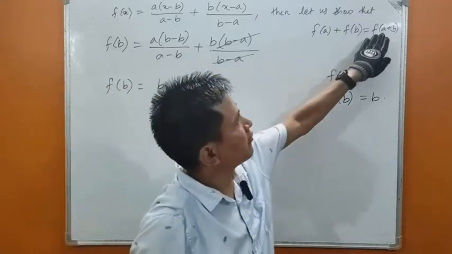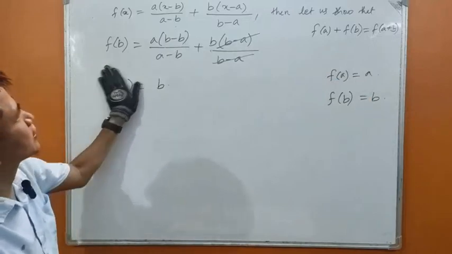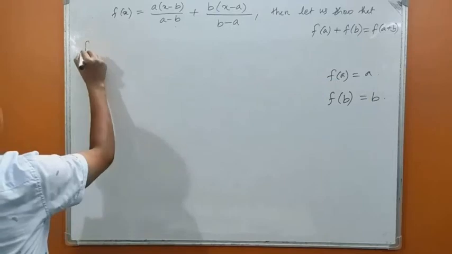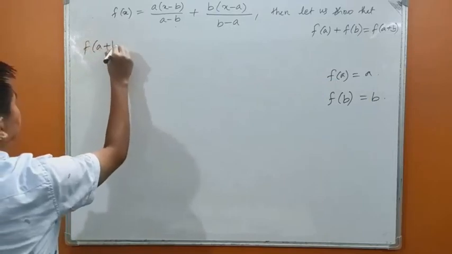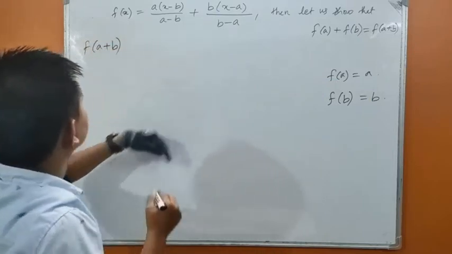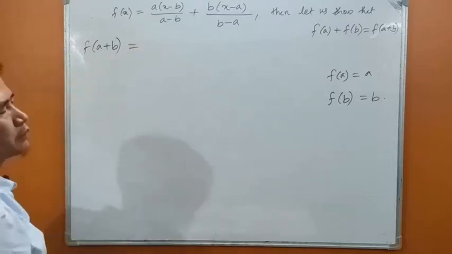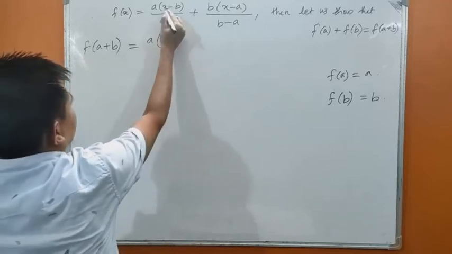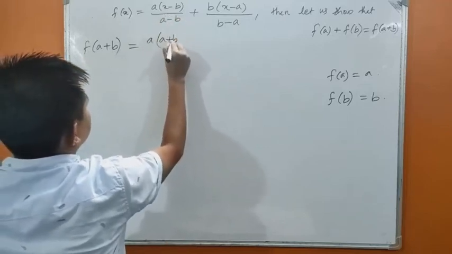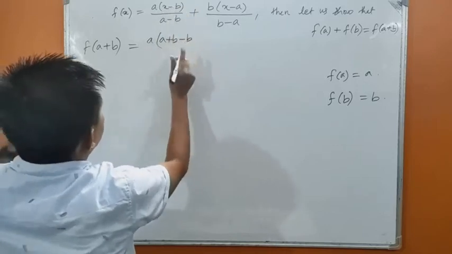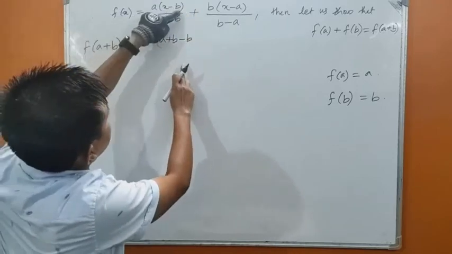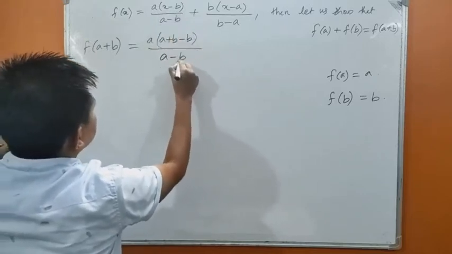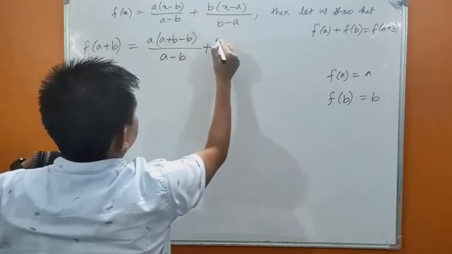Now we will find the value of f(a plus b). Okay, let me erase this. We will find the value of f(a plus b). Okay, wherever we see x, we will put a plus b, okay? And this is a, x means a plus b minus b. This x means a plus b and minus b. We already have this, we should not remove that. In the denominator we have a minus b plus b is b.